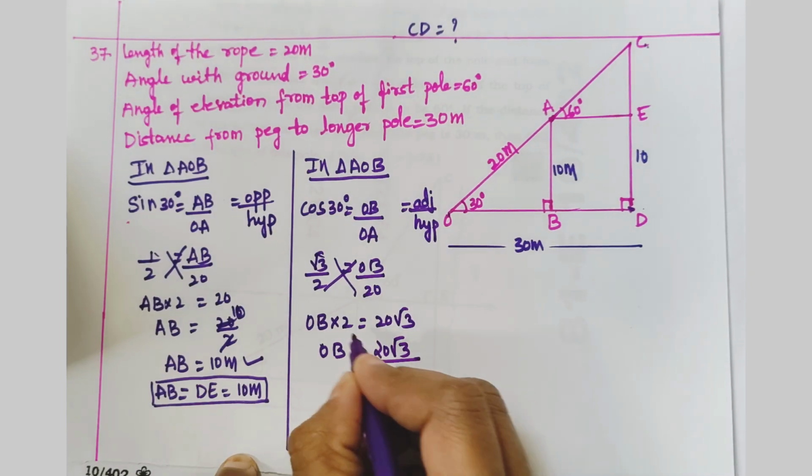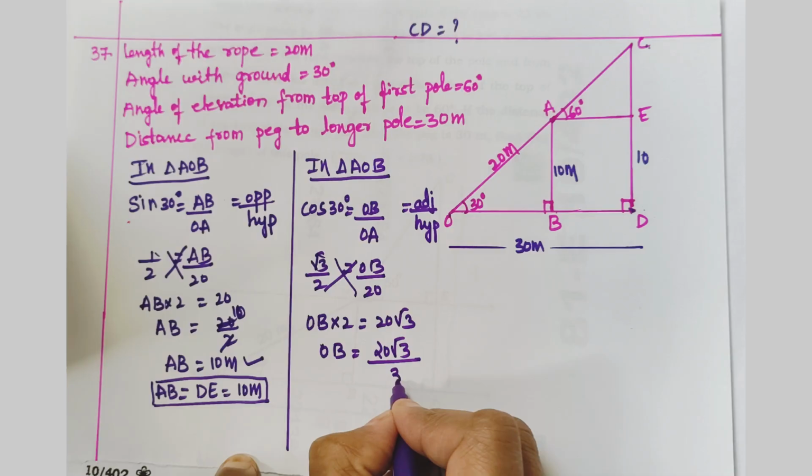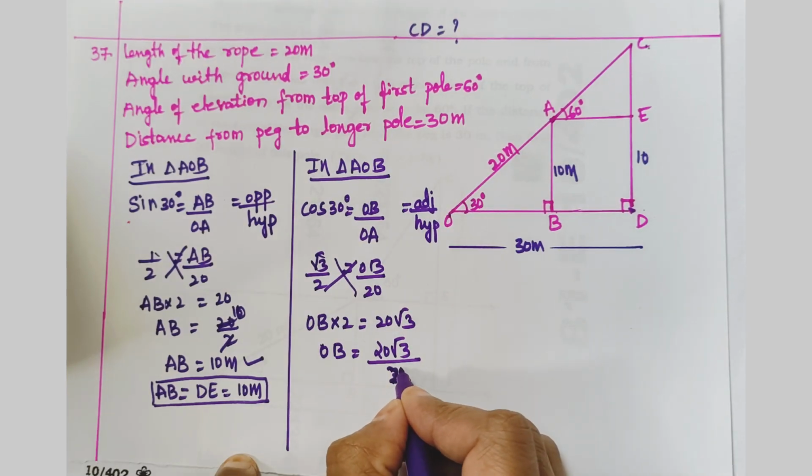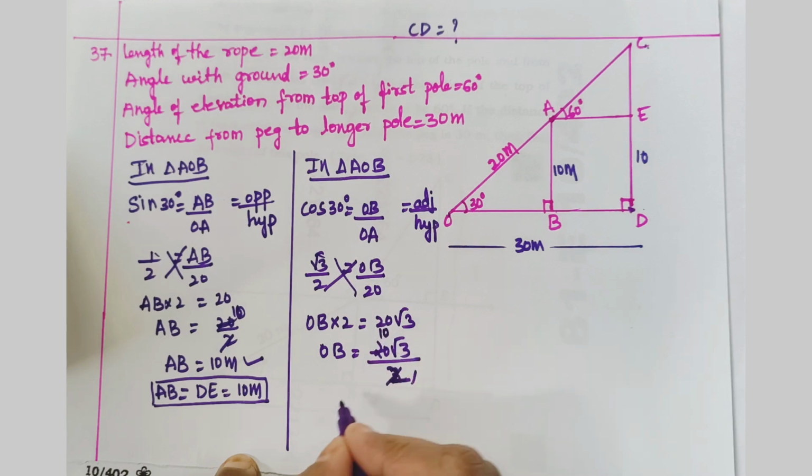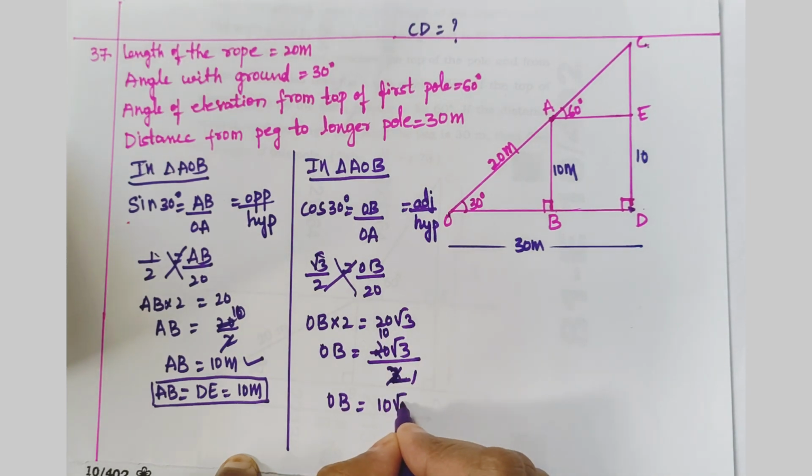So OB into 2 is equal to 20 root 3. Take the 2 to this side and divide: OB is equal to 20 root 3 divided by 2. Two ones are 2, two tens are 20. So OB is equal to 10 root 3.